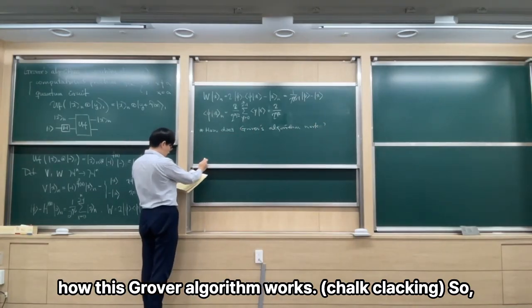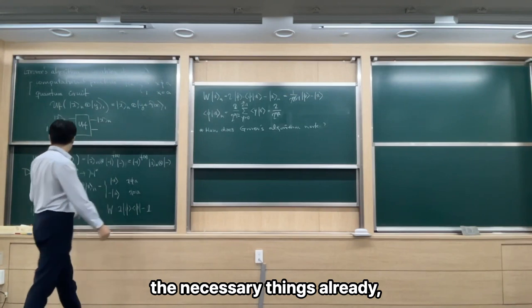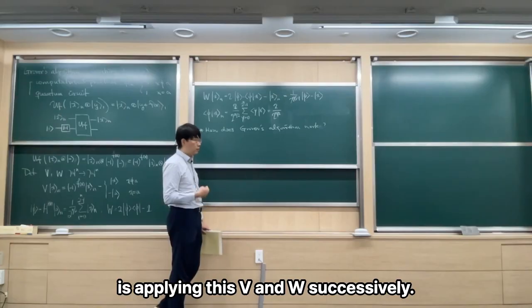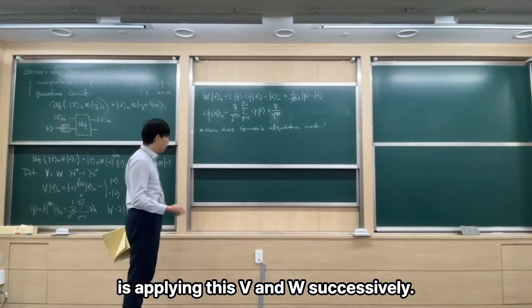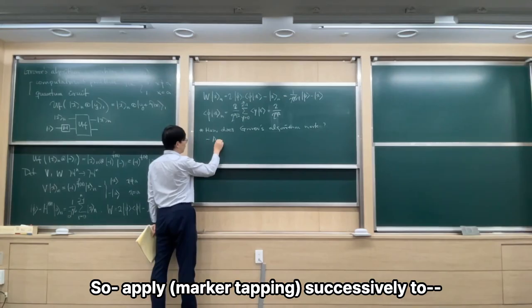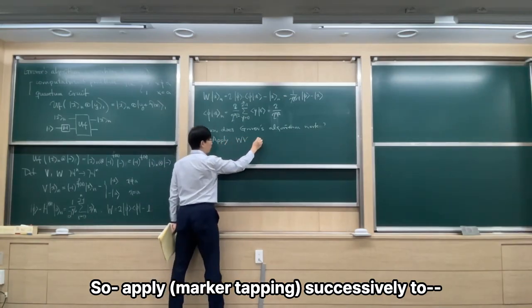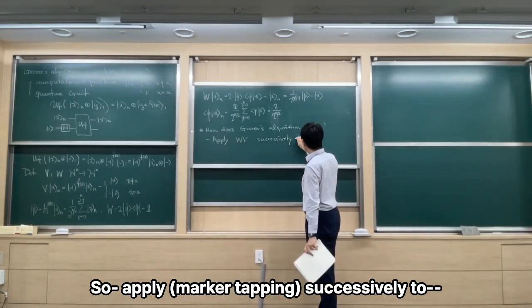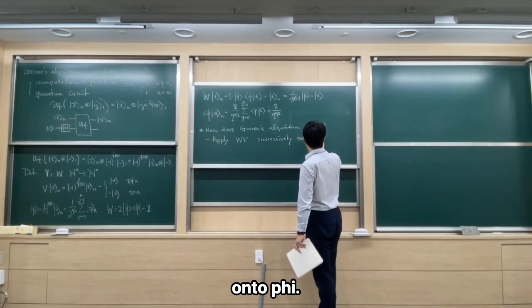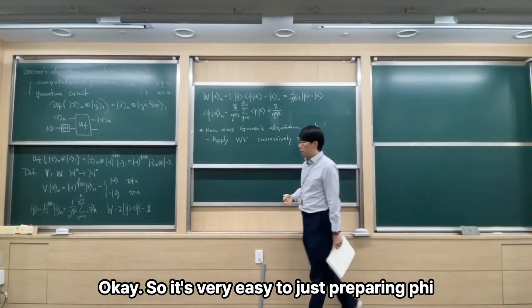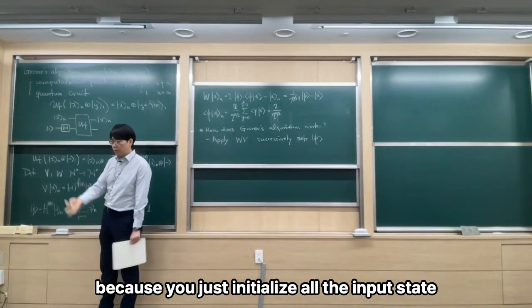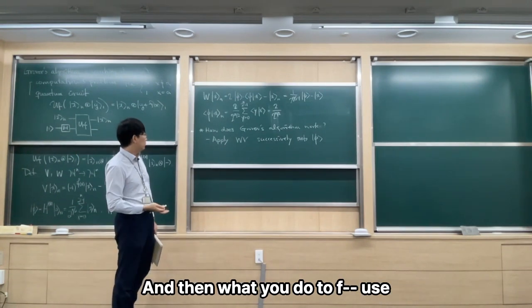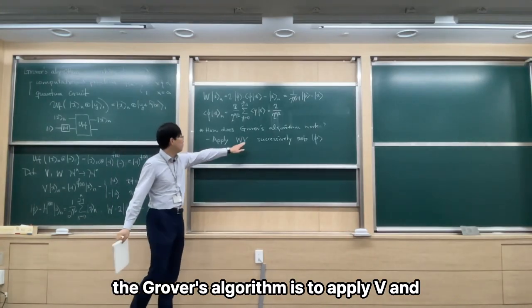So basically, since I defined the necessary things already, the basic procedure of the Grover algorithm is applying this v and w successively onto phi. Okay, so it's very easy to prepare phi because you just initialize all the input states into 0 ket and then apply Hadamard for every single input qubit. And then what you do to use Grover's algorithm is to apply v and w successively.